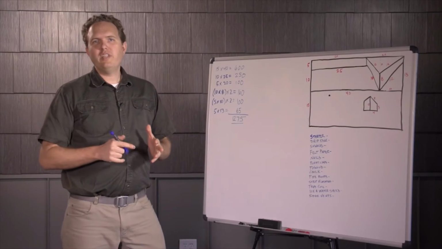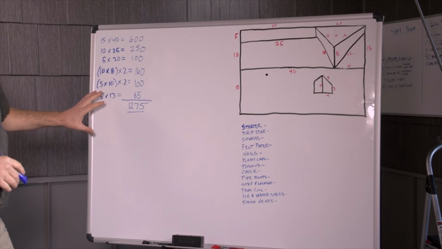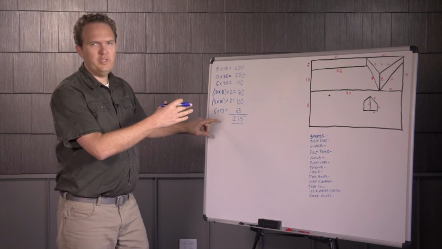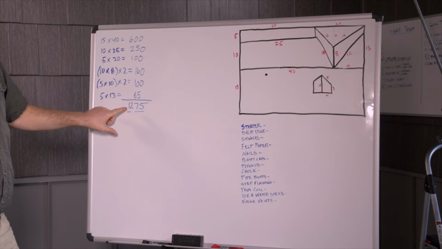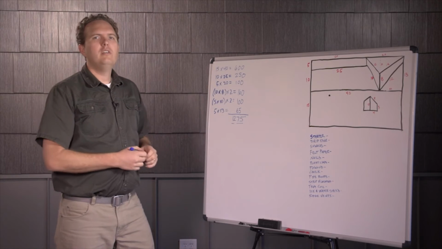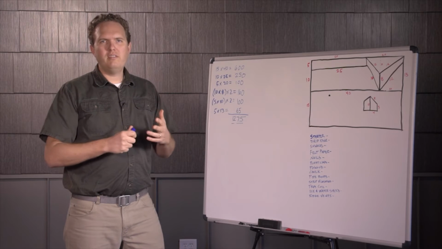Once you've got all your numbers together, add them up to get a total base square footage. You can see where I've done that now. In this case, for the roof in question, we've got a base square footage of 1,275 square feet. So next, we're going to add a little bit of waste into our numbers.